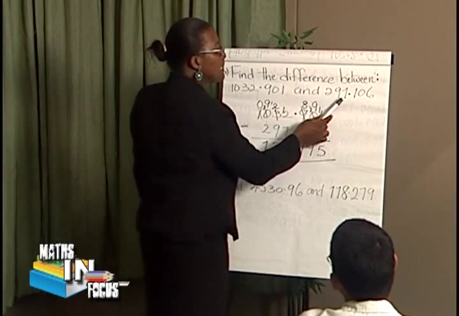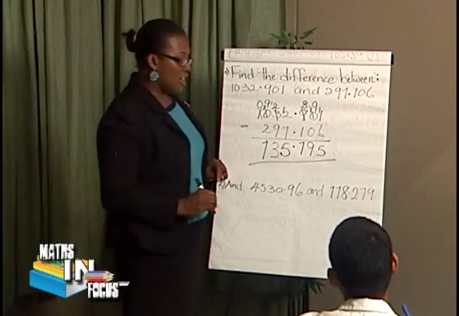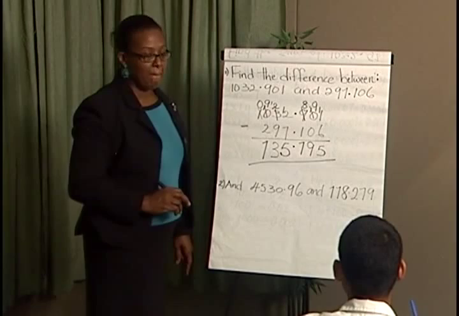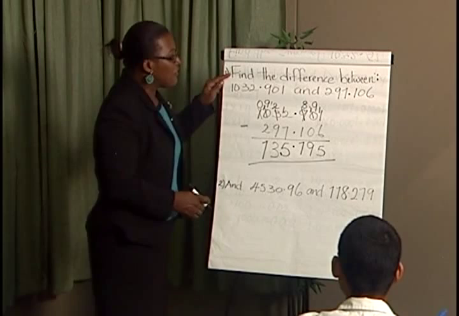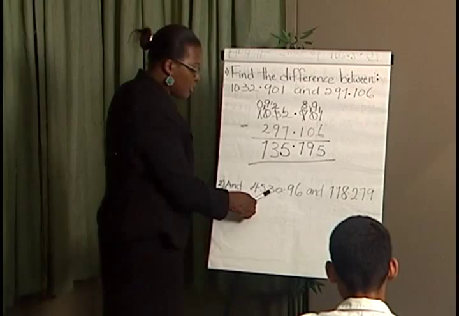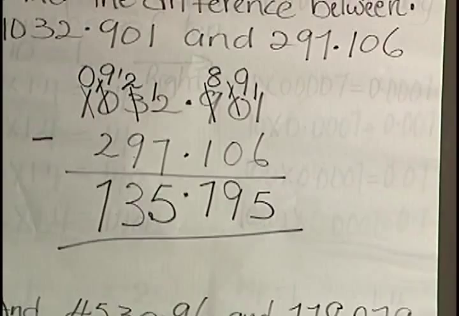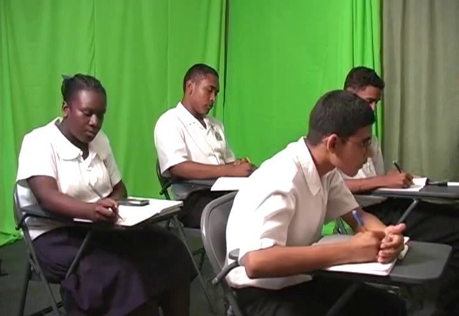So the difference between 1032.901 and 297.106 is 735.795. Now this was an illustration. Now this is your challenge. You're going to find the difference between 4530.96 and 778.279. Remember the decimal point.